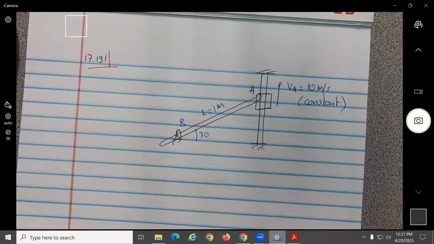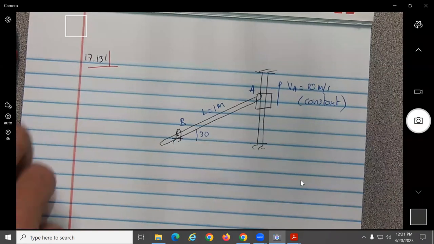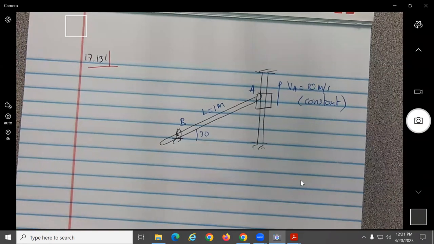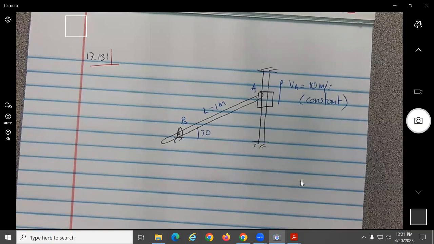Okay, that's my figure. Let me know when you're ready and just write down the equations. I mean, there's only one equation, like the other ones. Are you guys ready or not?